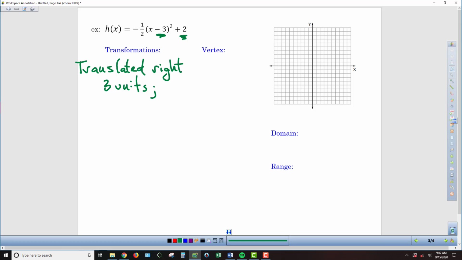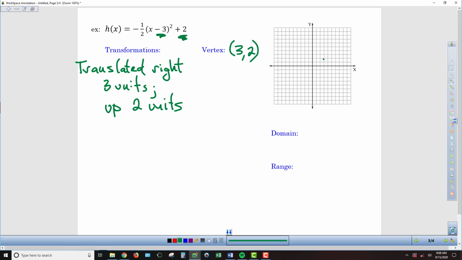And then we have a vertical translation thanks to the +2 there. So we're going to be up 2 units. And so that gives us our vertex, so we can right away jump to that. We can go to the right 3. We're going to go up 2. And I'm going to go ahead and plot that point right away. To the right 3, up 2. And I've got my vertex.